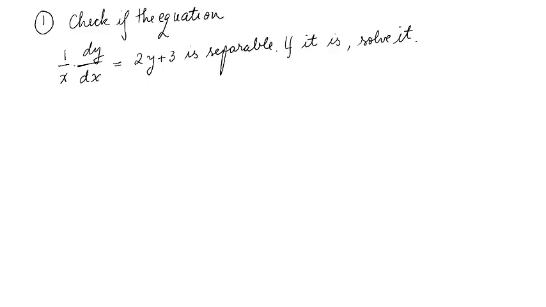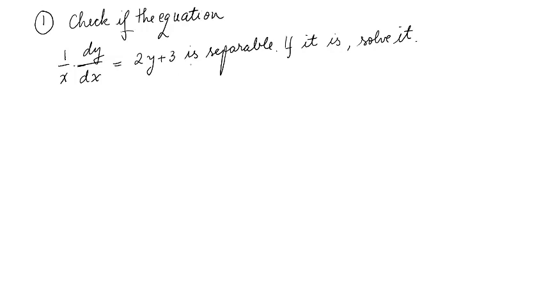Check if the equation 1 over x times dy dx equals 2y plus 3 is separable. If it is, solve it. An equation is separable if I can write all the variables of one type on one side and the variables of a different type on the other side. So what I mean by that is if I can write all the x variables and the dx on one side and all the y's and dy on the other side.